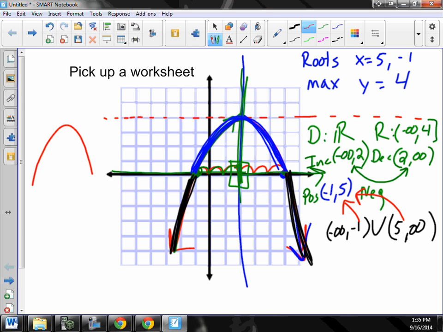So, if you look at the union, the two middle numbers are going to be on the other, positive or negative. Okay? Where else do you see those two numbers?